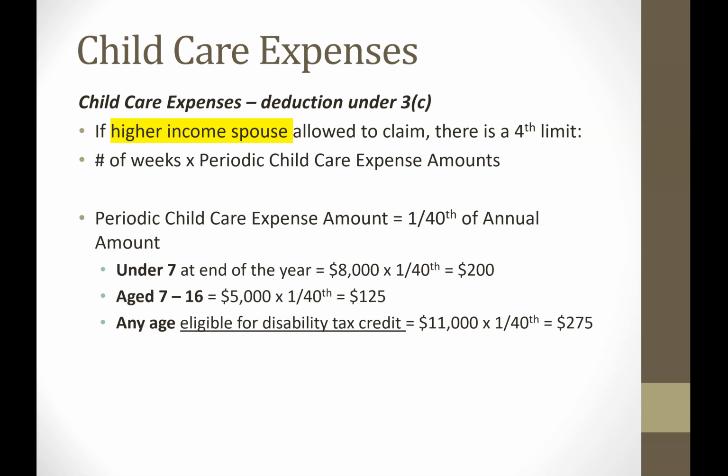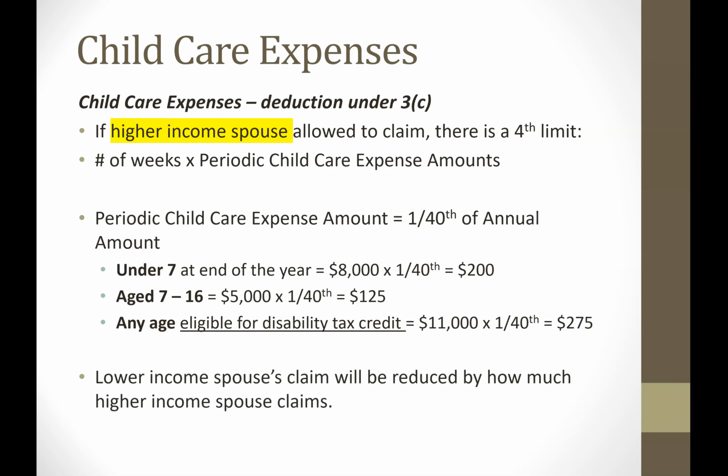Now, remember the annual amounts that we talked about in the previous slide, the 8,000, the 5,000, the 11,000? Well, the periodic amount is just 1/40th of those amounts. So if we look at the slide here, look at the under 7. If the child is under 7 at the end of the year, we take the annual amount of 8,000 times 1/40th, and that gives us 200. So that's what we refer to as the periodic child care expense amount.